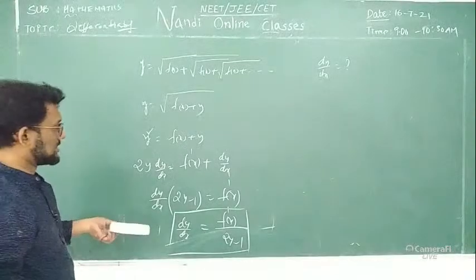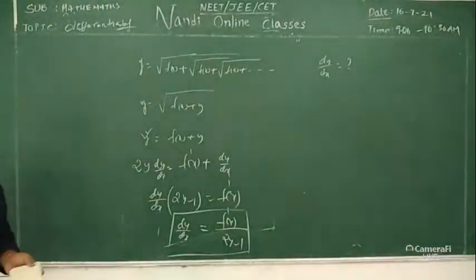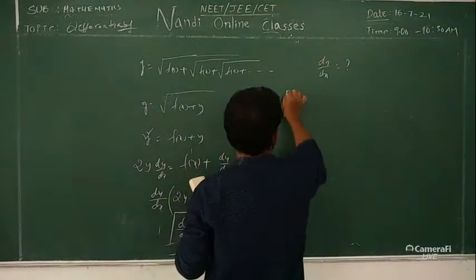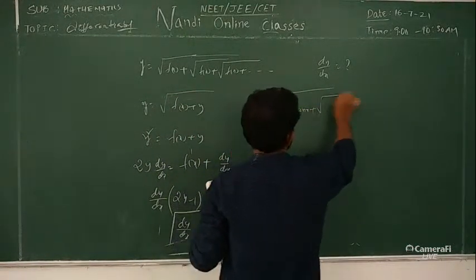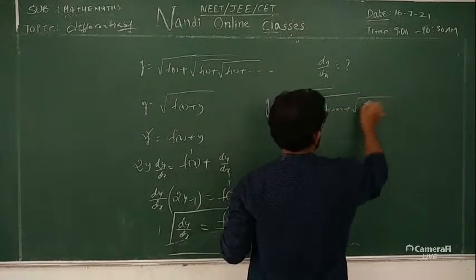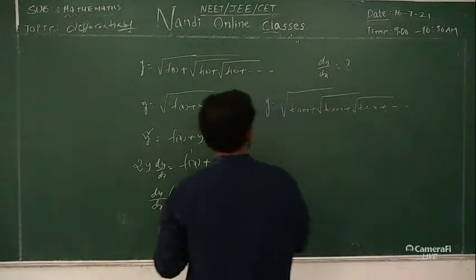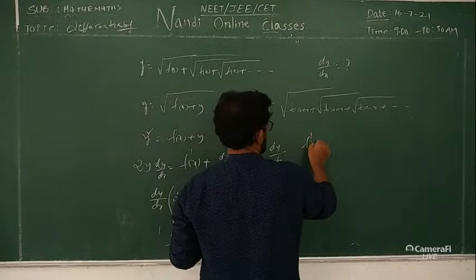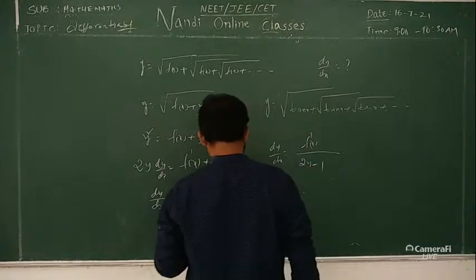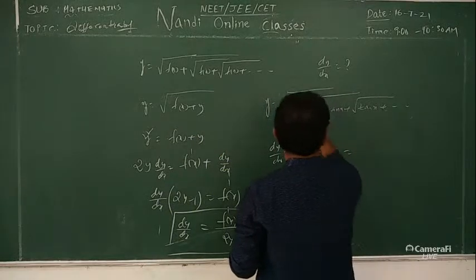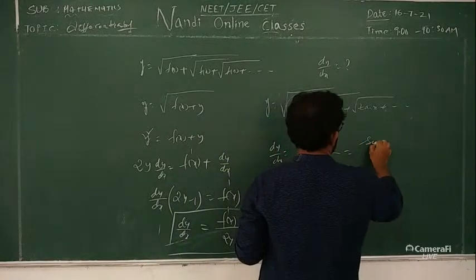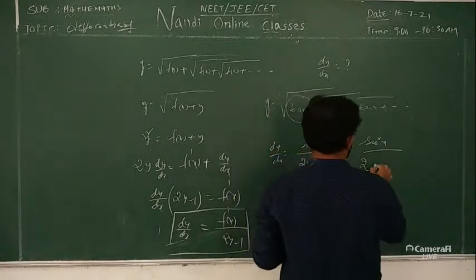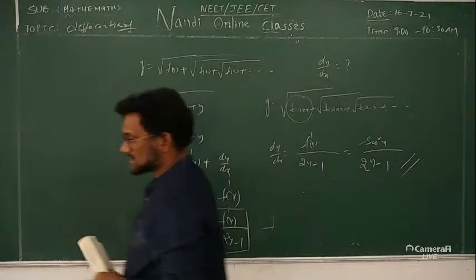Okay, this is the best shortcut if it is given in this model. I am giving you one example. Y is equal to square root of tan x plus tan x plus tan x and so on. Straight away your dy by dx is equal to f dash x divided by 2y minus 1. F dash x is nothing but derivative of tan x, so secant square x divided by 2y minus 1. Better write like this only, it will be the answer.